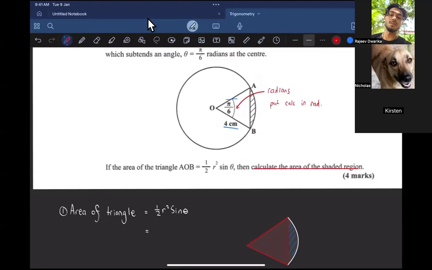Kirsten, I'm not moving on until I see you plug it into your calculator and you get the 16. So just confirm that you're getting 16. I want to see a picture. You have to get 16, so you can move on.